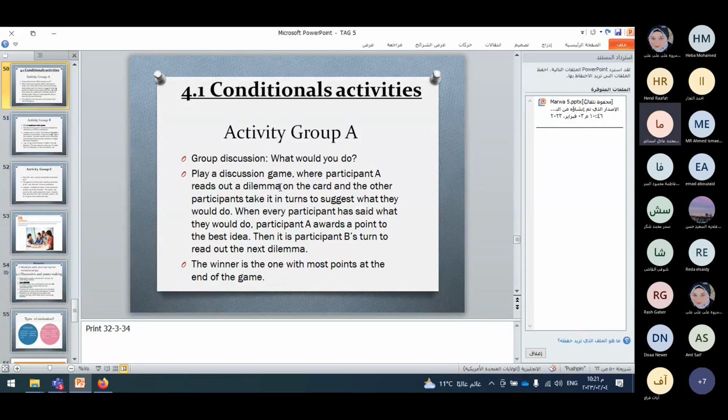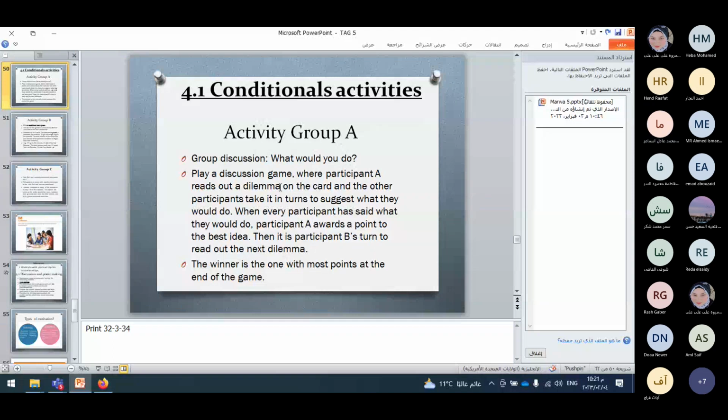And participant A from a certain group will have the first card, which has the first dilemma. So they work together, and participant A tells them about the dilemma on the card in his hand, and they decide together. They say the solutions in the form of the second conditional, and participant A, who has the dilemma, will award some points to the best solution. And the second one of the group will take the second card which has the second dilemma, and he does the same thing.